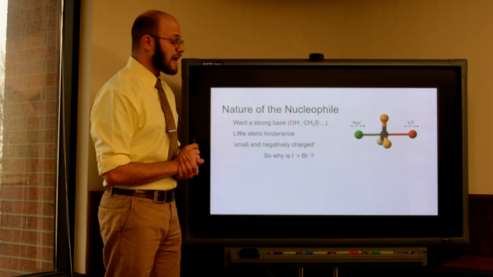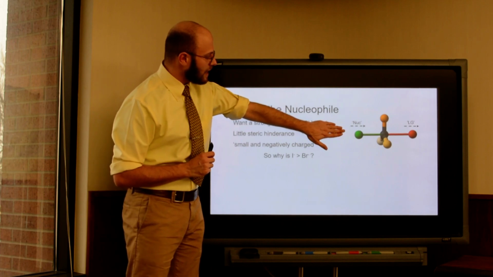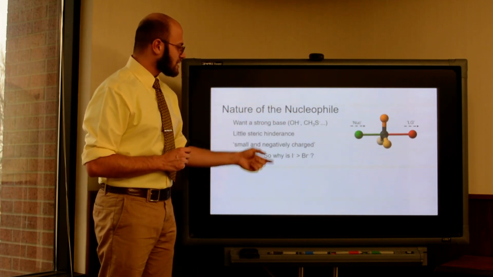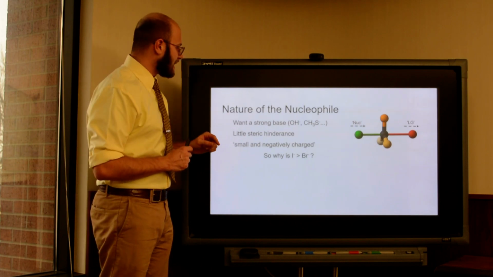To start, we'll focus on the nucleophile, again here in green that's coming in. We're going to want a strong base, like I said, so something relatively small, and it can get right in there.